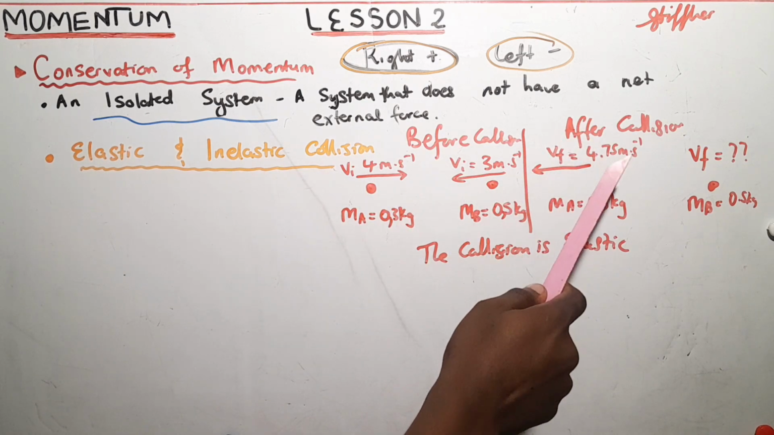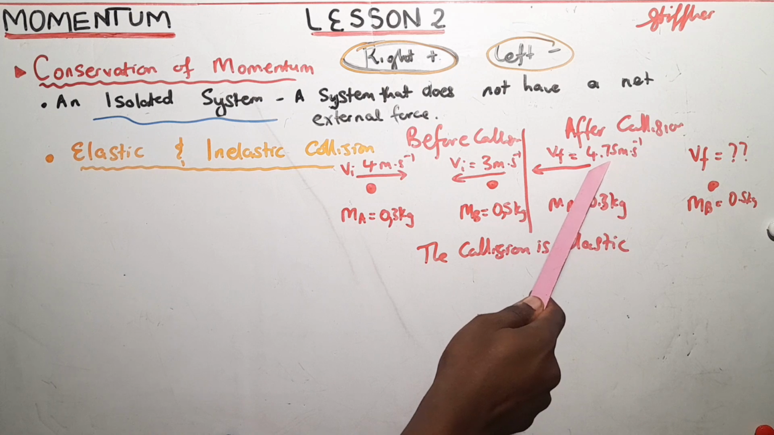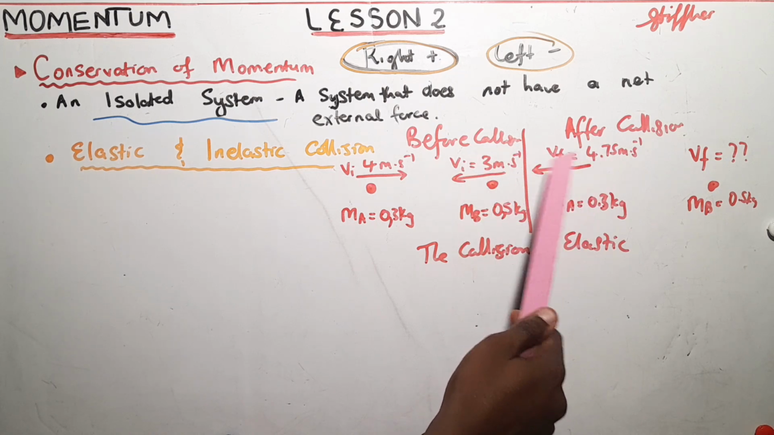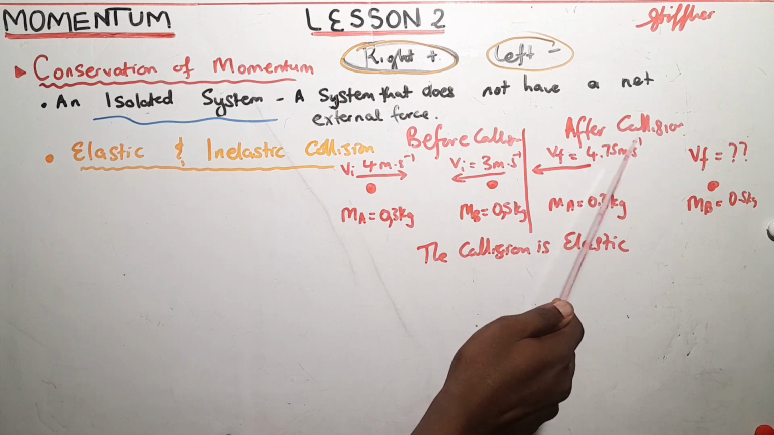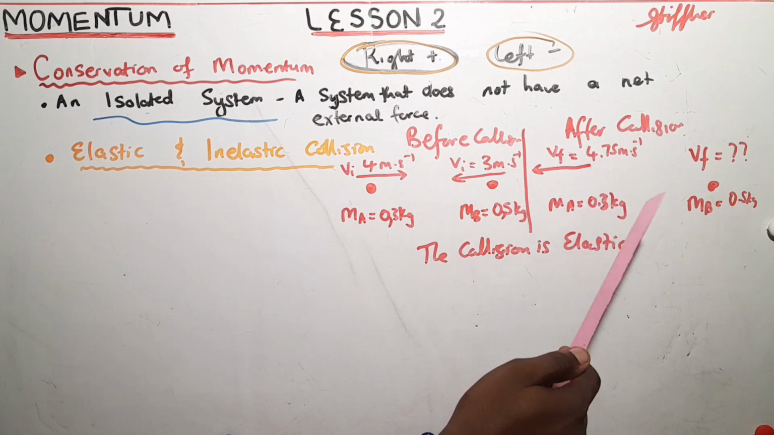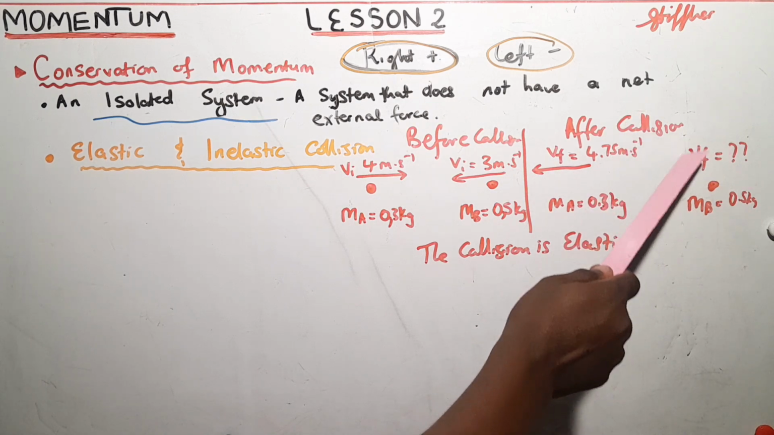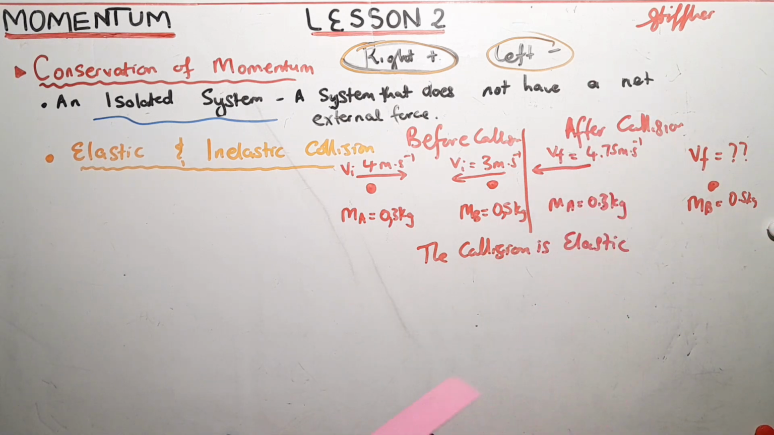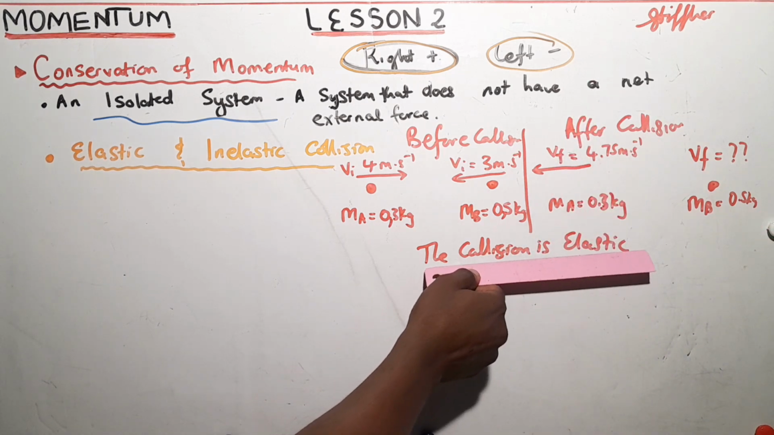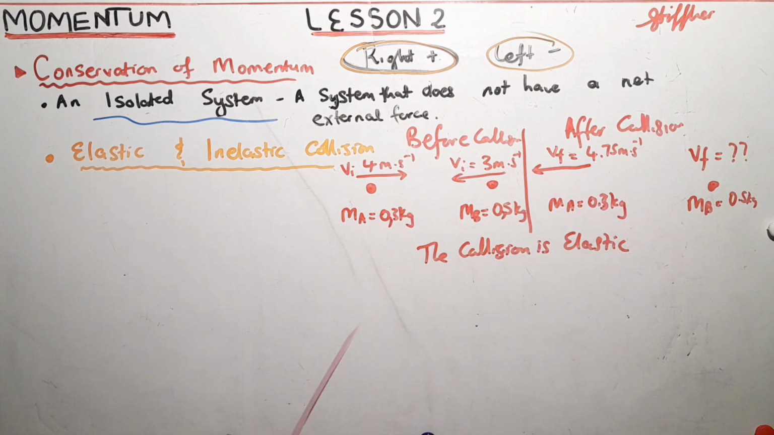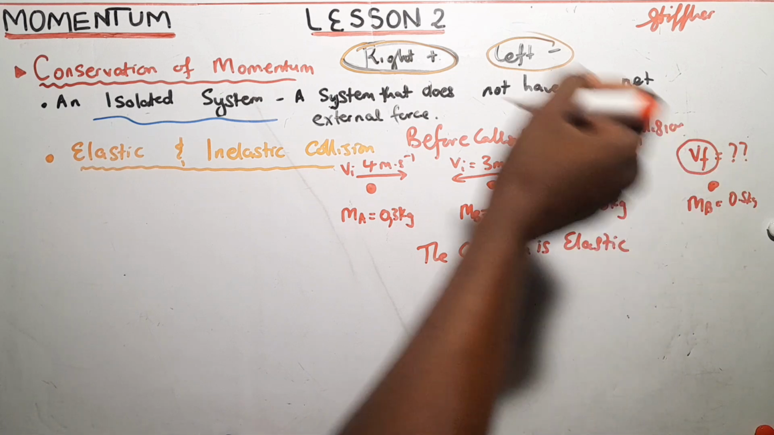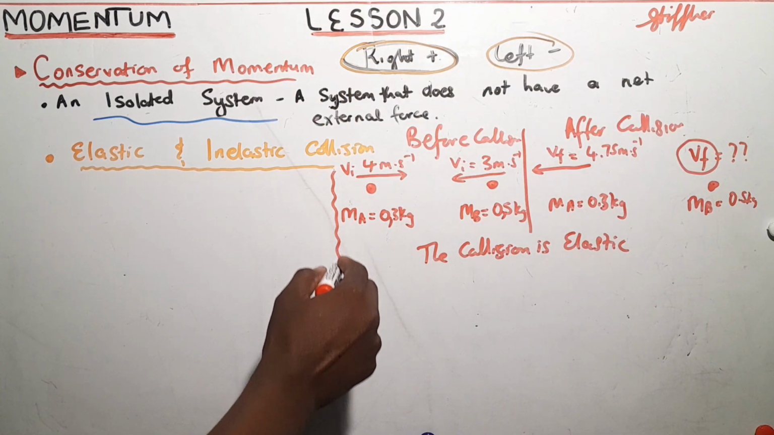And after the collision, body A moves in the opposite direction, so it means that it moved to the left at 4.75 meters per second. And the final velocity of body B, they didn't give us, so we have to calculate that. But they told us that the collision is elastic now. They said the collision is elastic, so we must find the final velocity of body B. So what do we do?